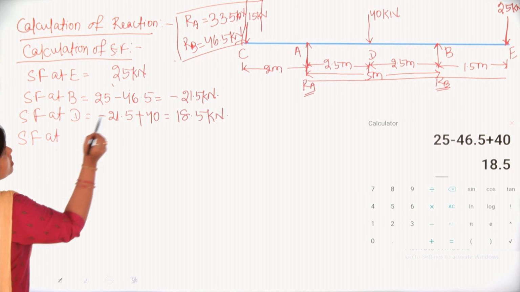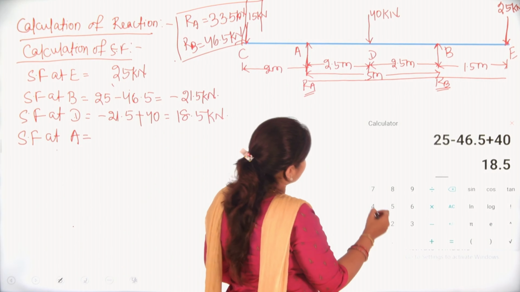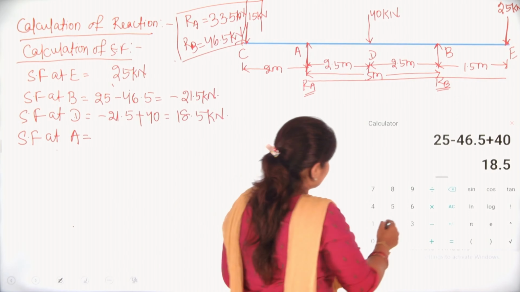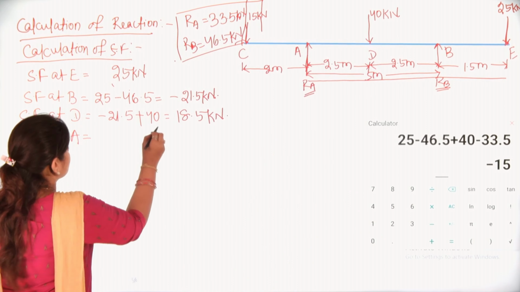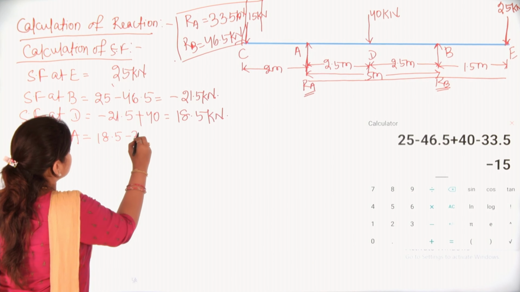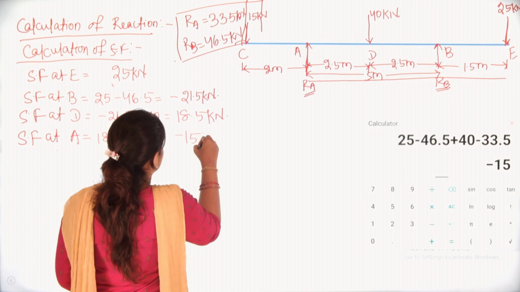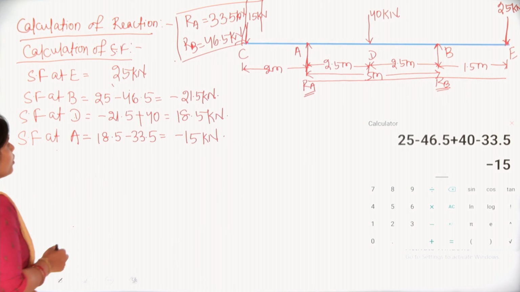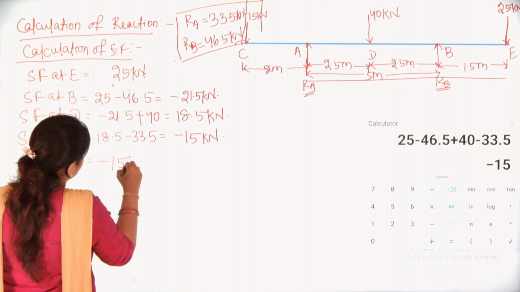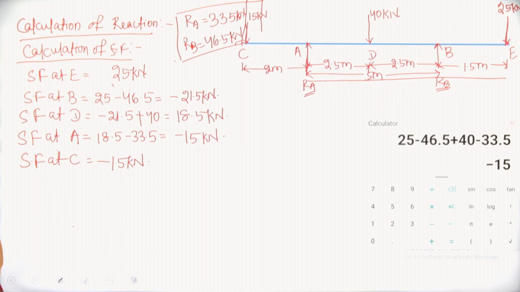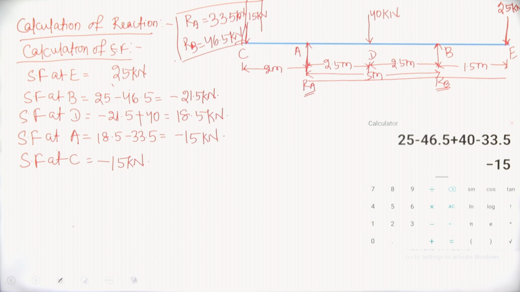Next is your shear force at point A. RA is your 33.5. So 18.5 minus 33.5. This will be minus 15. And in case of C, same will be minus 15 kilonewton. Okay. So you have all the shear forces here.